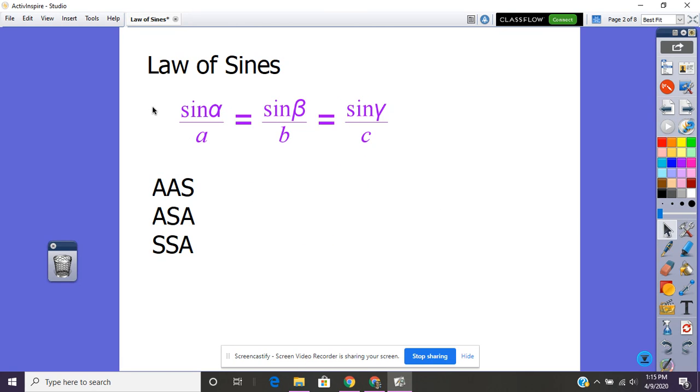So our general law of sines would be sine of alpha divided by side A, sine of beta divided by side B, and sine of gamma divided by side C.